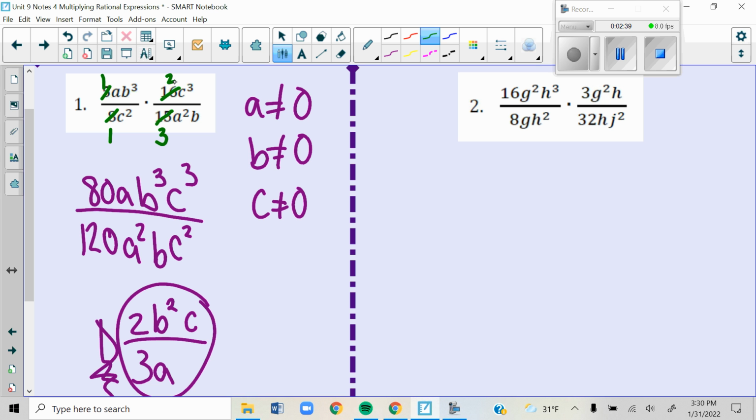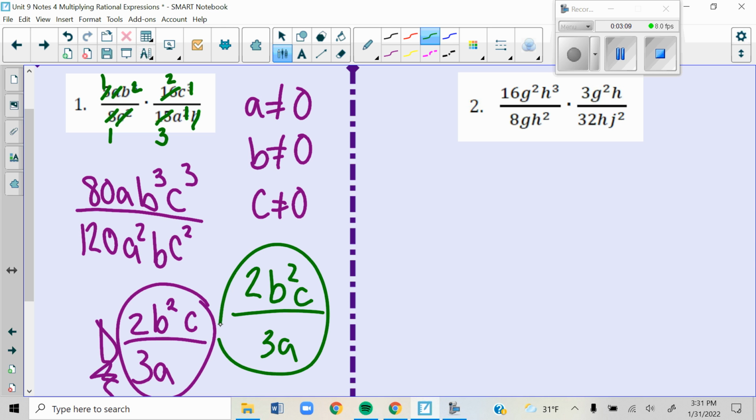So then my variables, we do it the exact same as we did in the previous one. I have an A on top and an A squared on bottom. So there's 1 on the bottom. I have a B cubed on top and a B on bottom. So there's 2, and that one goes away. And then we have a C squared and a C cubed, so that goes away. So I end up with, now the tricky part with doing it this way is just making sure you don't miss anything. So we get 2b squared c over 3a. And good, we did end up with the same thing.